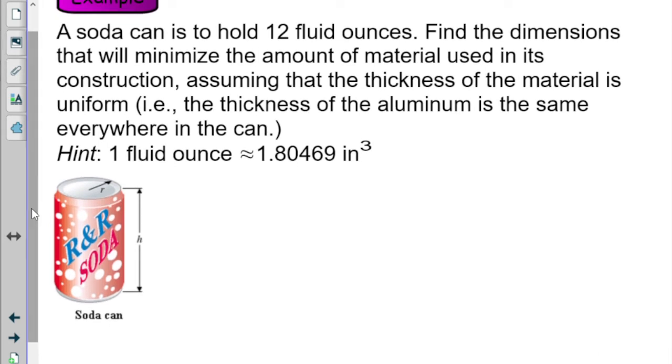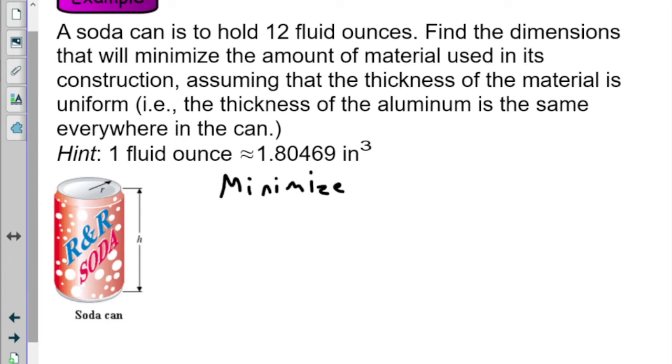This next one I'm also not going to solve the whole way. We're mostly going to focus on the setup. So a soda can is to hold 12 fluid ounces. Find the dimensions that will minimize the amount of material used in its construction. Again, we're trying to minimize.